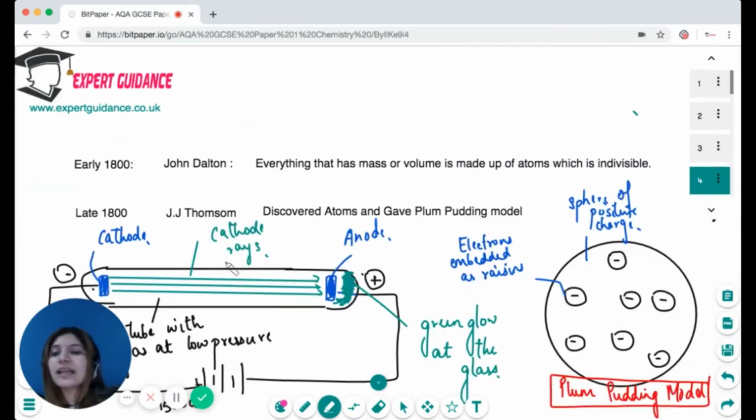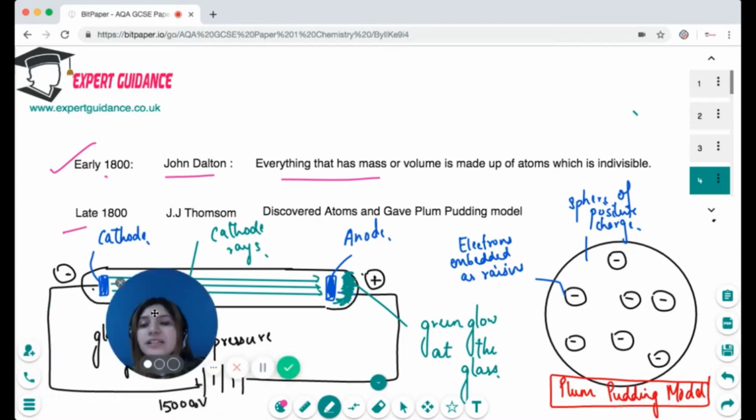So let's look at these contributions one by one. In early 1800, there was John Dalton, and he said that everything that has mass or volume is made up of atoms, and you cannot divide atoms further. Late in 1800 came another scientist called J.J.